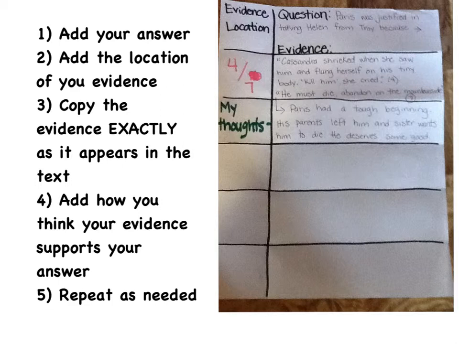My first piece of evidence is found in paragraphs 4 and 7. So you can see a pink 4 over a 7 on the left-hand side. Next, on the right, next to my location, I've copied the evidence exactly how it appears in the text, using quotations. So, for example, my evidence was, "Cassandra shrieked when she saw him and flung herself on his tiny body. Kill him, she cried." And then my second piece of evidence was, "He must die, abandoned on the mountainside."